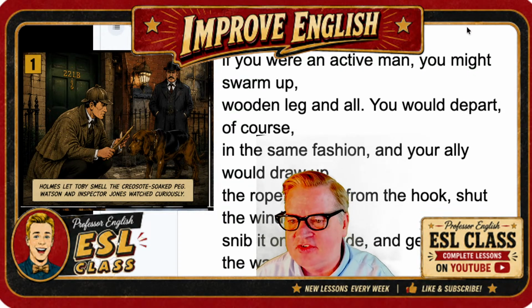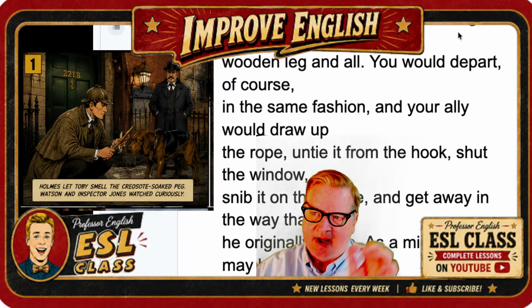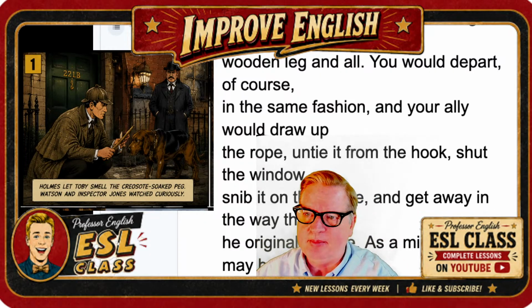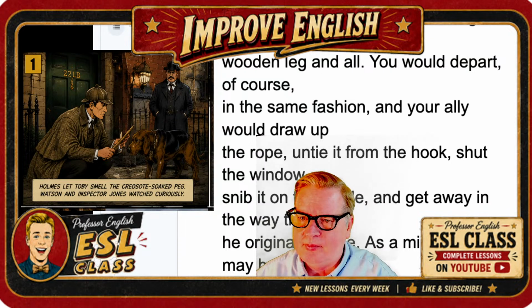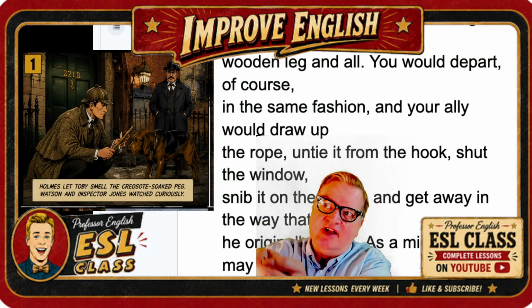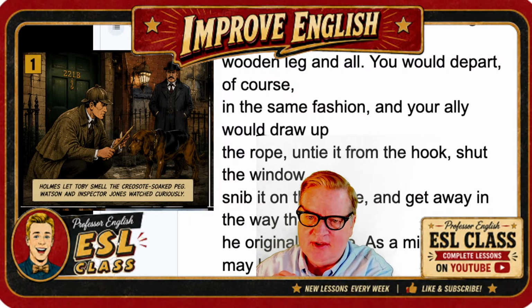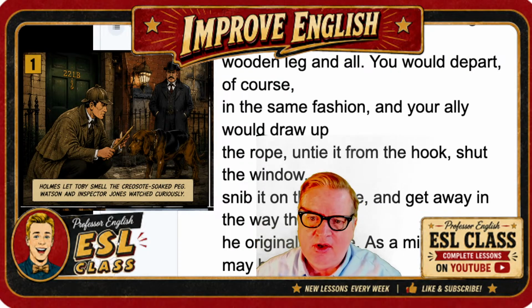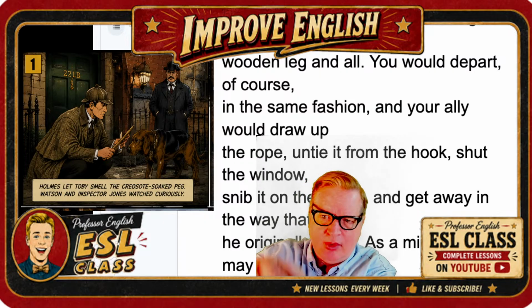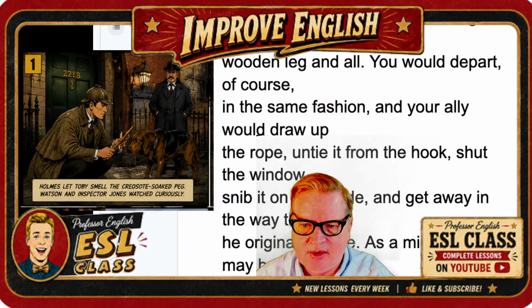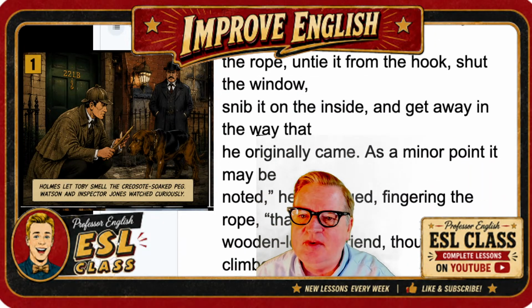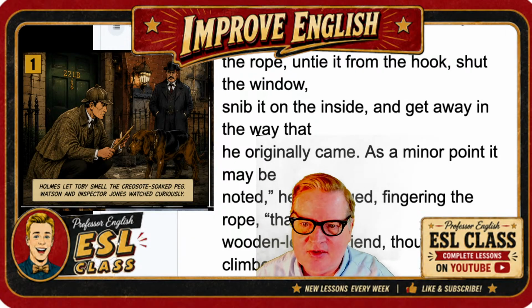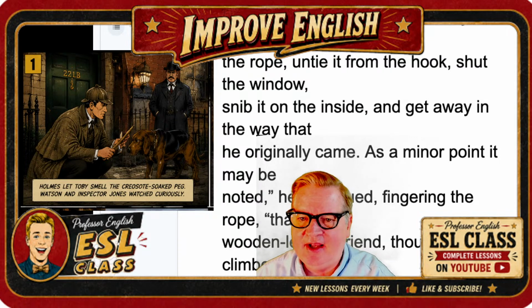Of course, in the same fashion, and your ally would draw up. Remember, we know that draw means making pictures, writing pictures, but also draw means like extract or pull, okay? So that's how they're using it here. So your ally could pull you up. Your ally could draw up the rope. He could pull the rope up, untie it from the hook, shut the window, snib it on the inside. So remember, snib means like lock the window, and get away in that way that he originally came.